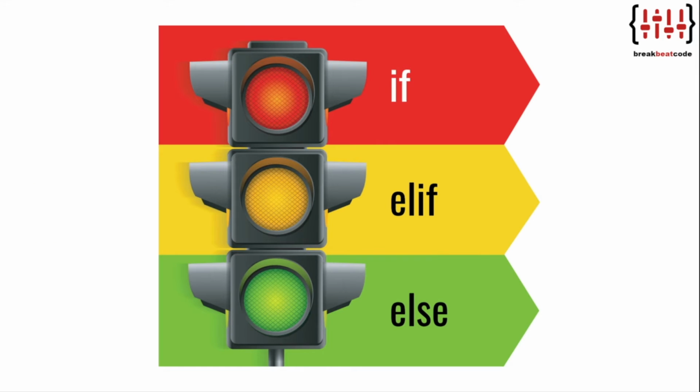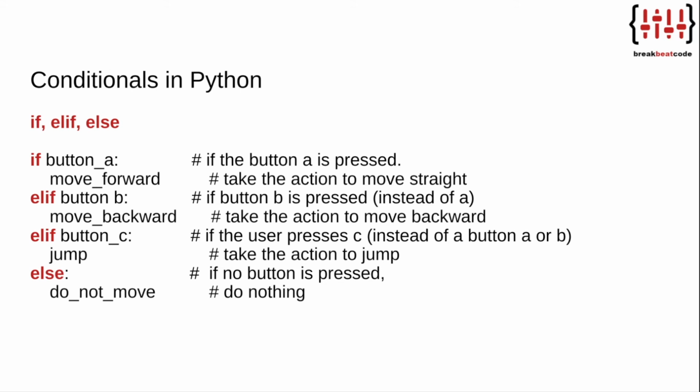You can think of the keywords if, elif, and else in Python as a stoplight. If the stoplight is red, stop. Elif, the light is yellow, slow down and be prepared to stop. Else, keep driving. So going back to the video game design, you'll design a conditional to take different actions with the character on the screen depending on which button is pressed. In this game, users can only press one button at a time, so that means they can't do a combination of buttons like B and C at the same time.